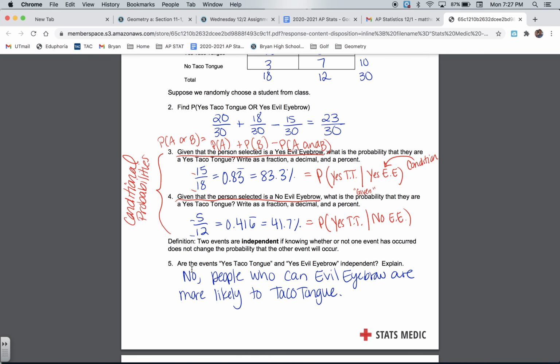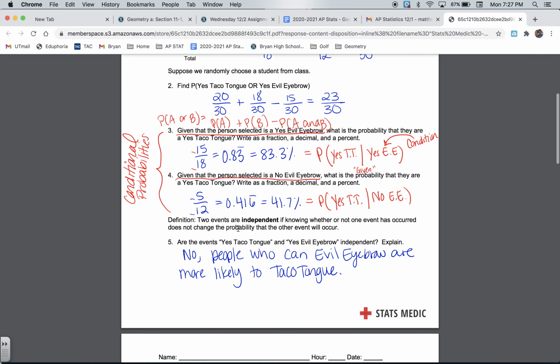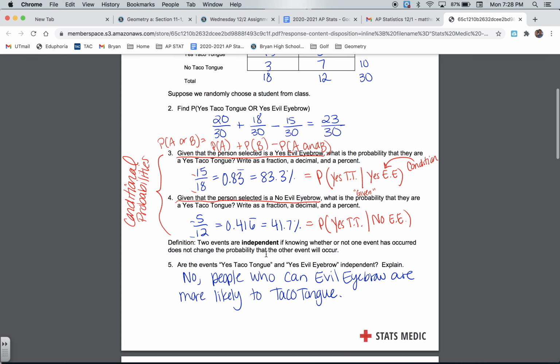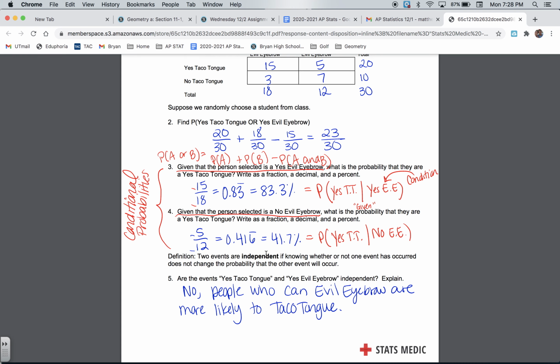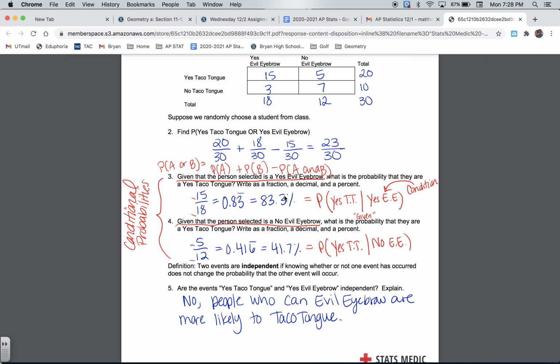All right, so number 5. Are the events yes taco tongue and yes evil eyebrow independent? So if I am a yes taco tongue, does that affect me being a yes evil eyebrow? All right, the way we can look at it is we look at these conditionals on number 3 and 4.